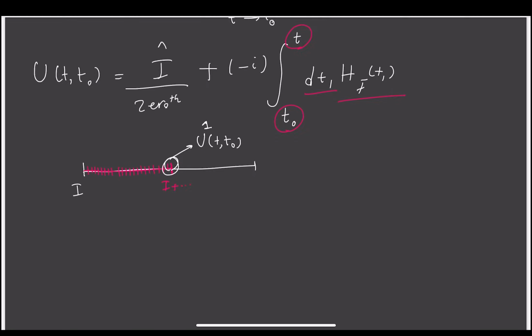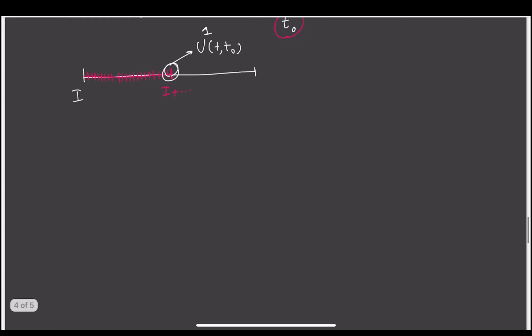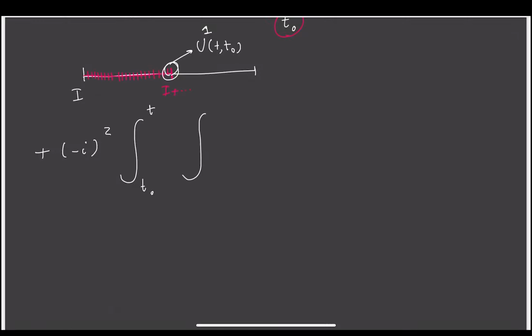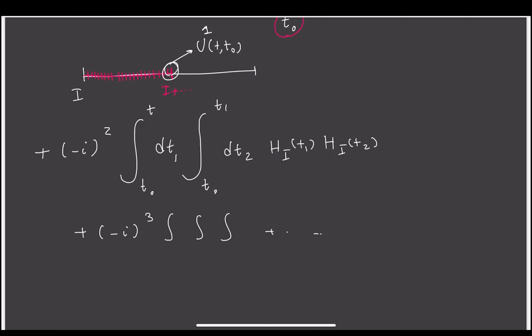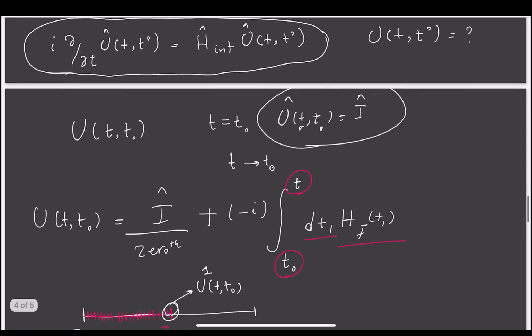So this one on top of it is indicating that. And the second term would be minus I squared, again the integral from t0 to t, but this one is from t0 to t1, with dt1, dt2, and then H_I(t1), H_I(t2), and the rest of the terms. The terms follow the same logic. So you might ask again, why does it look like that?